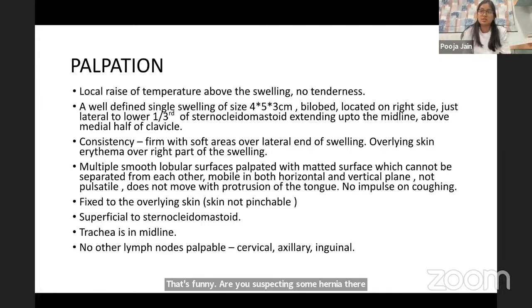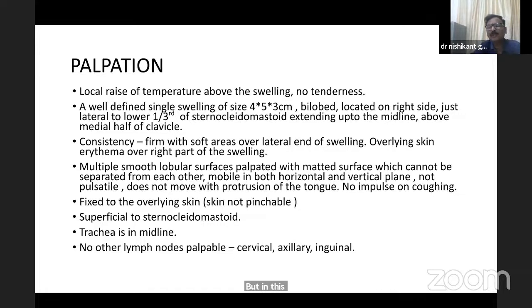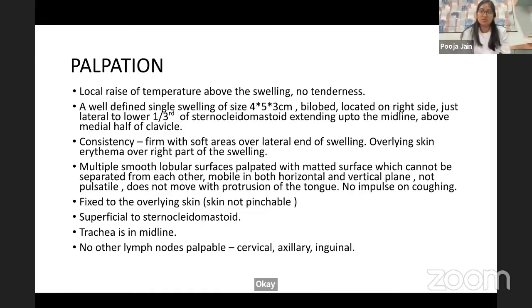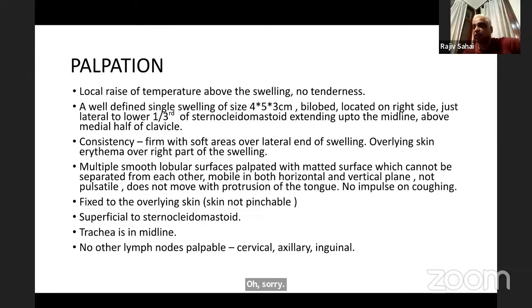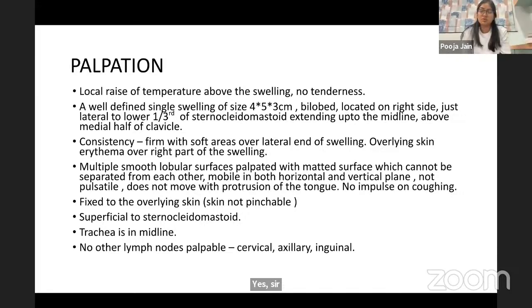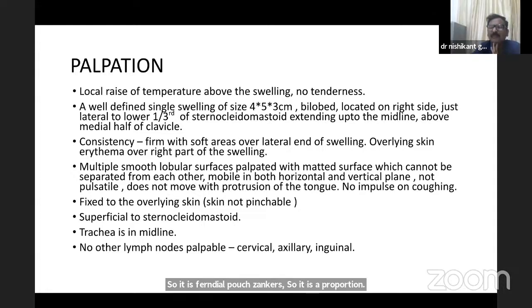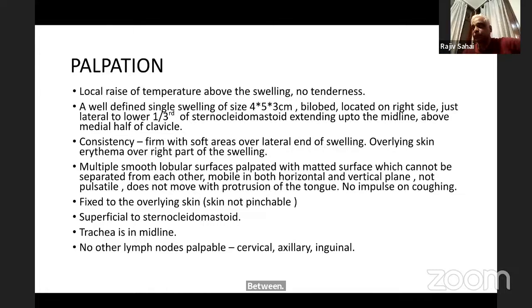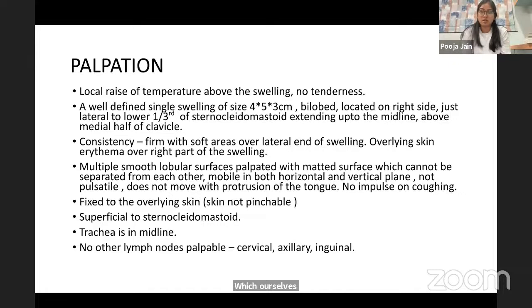Sir, if the patient has impulse, one of the differential diagnoses would be a laryngocele, which has an impulse. What is the site of the laryngocele? Where will we get the swelling, upper part, middle part, or lower part of the neck? Sir, in the upper part majorly. What is a Zenker's diverticulum? Sir, it is a pharyngeal pouch. It is a protrusion between two muscles, cricopharyngeus and stylopharyngeus.